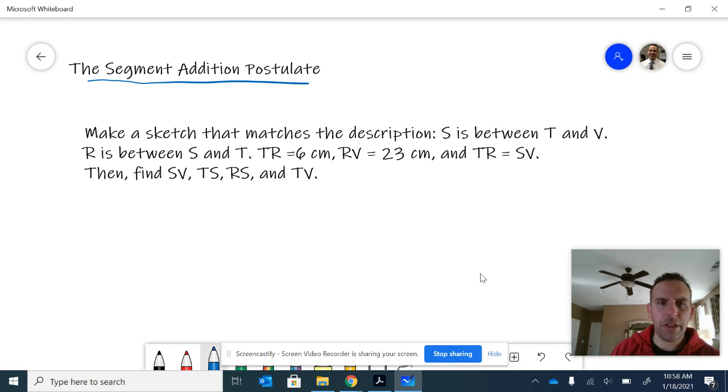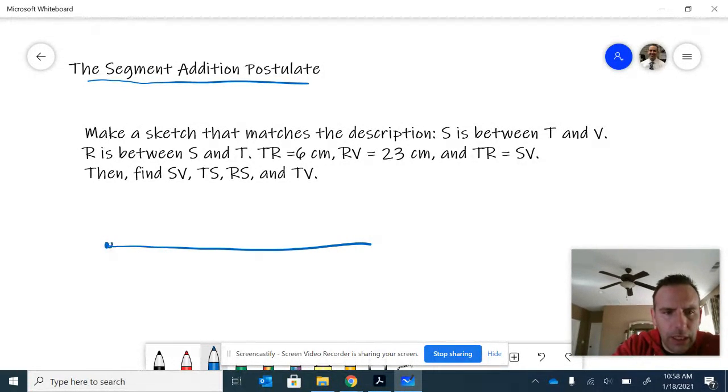Lesson number 9, the segment addition postulate. I want to just go over this brief example here. It says, make a sketch that matches the description. S is between T and V. You might start off by making a drawing. Just try to make sense of that.